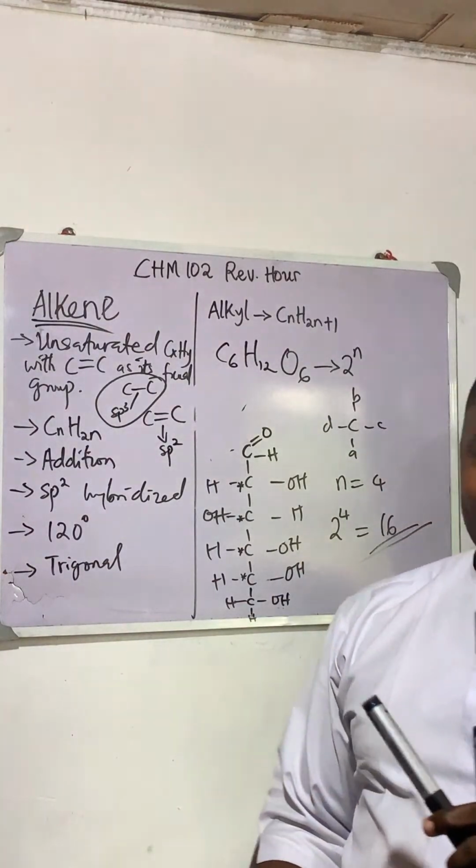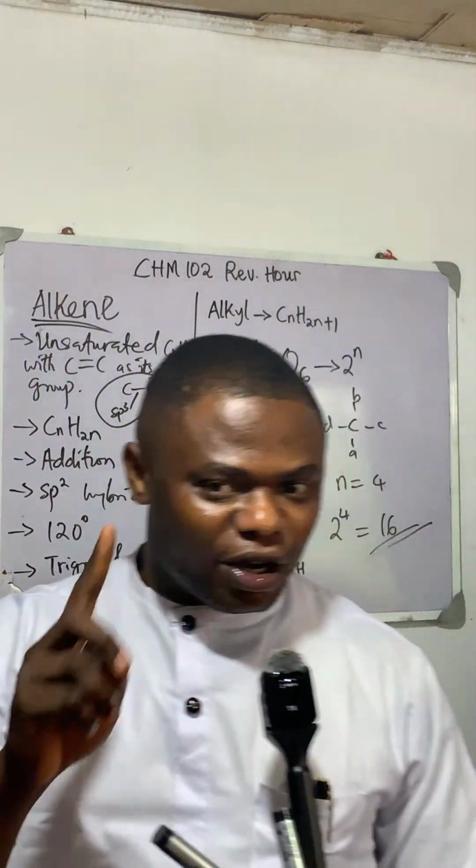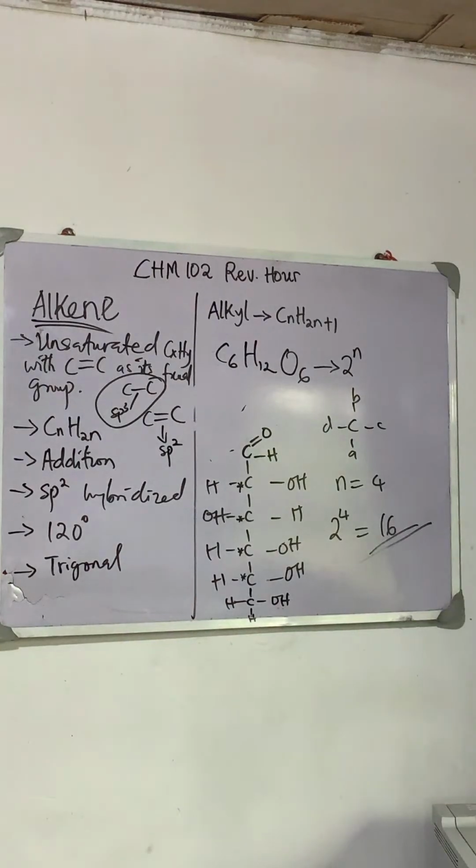Don't forget, another name for alkane is paraffin. Why do we call alkane paraffin? Because it shows little or no reaction to organic reagents. So that is it. It shows little or no reaction to organic reagents. That is why we call it paraffin. Please take note of that.